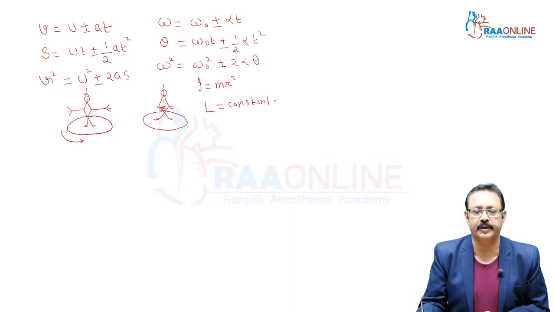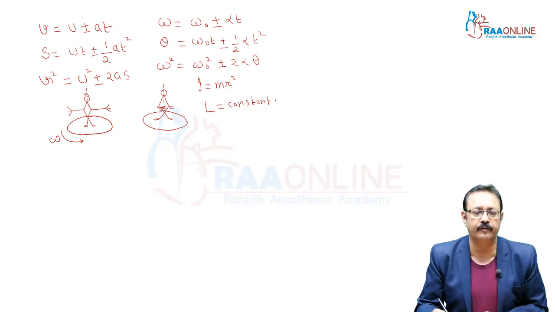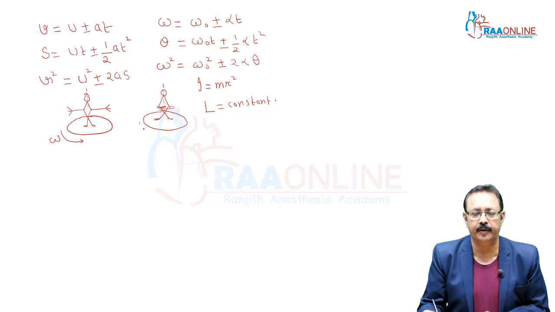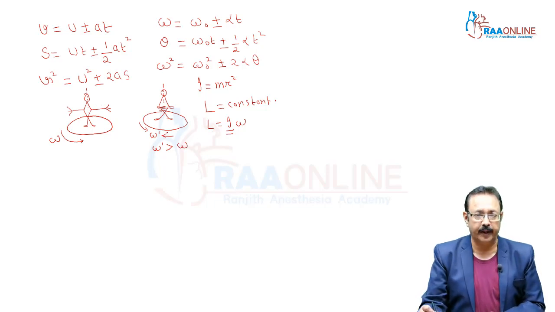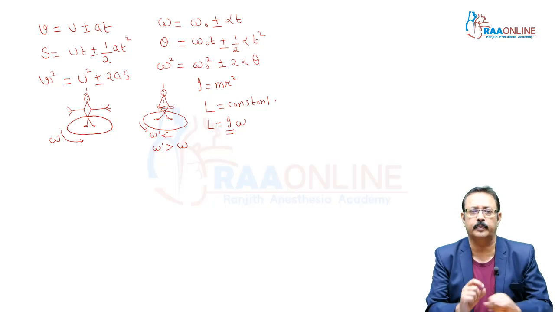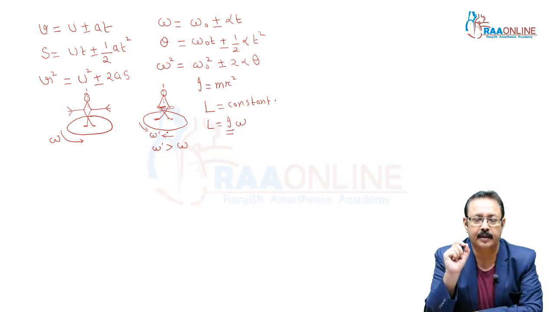If initially angular velocity was omega and now it becomes omega dash, L should be constant, the product of I and omega. Since you decrease the value of I, it means you increase the value of omega. So omega dash should be greater than omega. This type of conceptual problem they can ask in your exams. Getting my point?